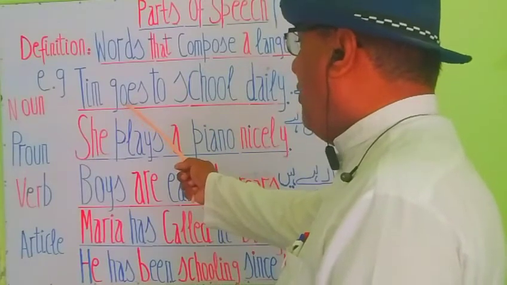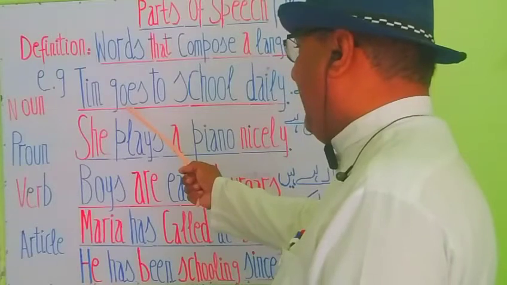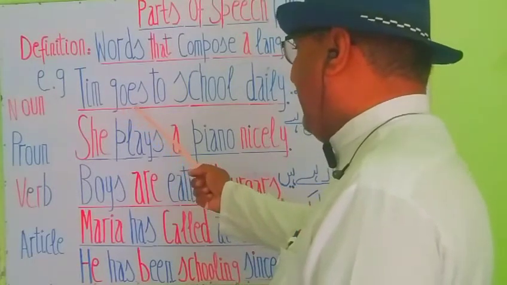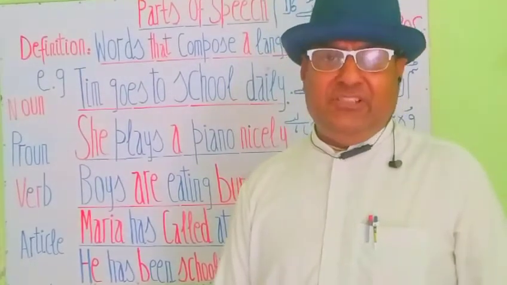And we do have a verb here. Goes is a verb, and a verb is an action word. We have a definition of verb: a verb is an action word.